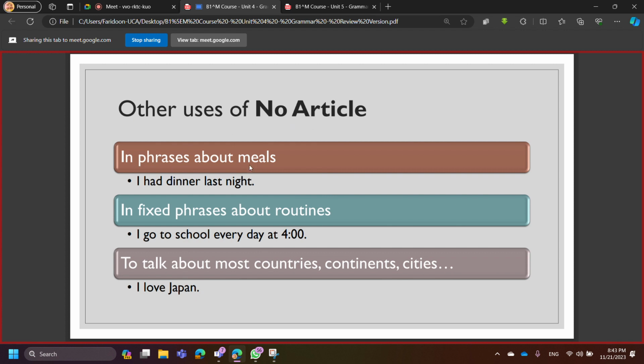In phrases about meals, we can use no articles, like I had dinner. Don't say I had the dinner, don't say I had a dinner, just say I had dinner last night. In some fixed phrases about routines, again, so I go to school, not I go to the school, I just go to school, okay? And also to talk about most countries, most continents, and most cities. I love Japan. I love Brazil, like those countries that mostly are not made from two or three words, so they just take no article.